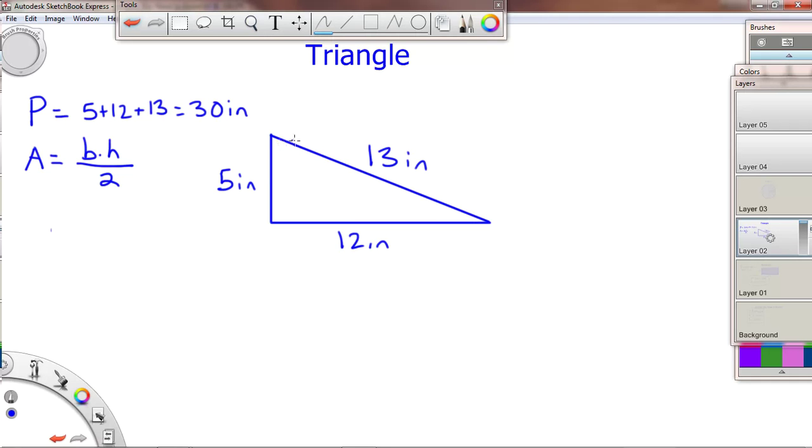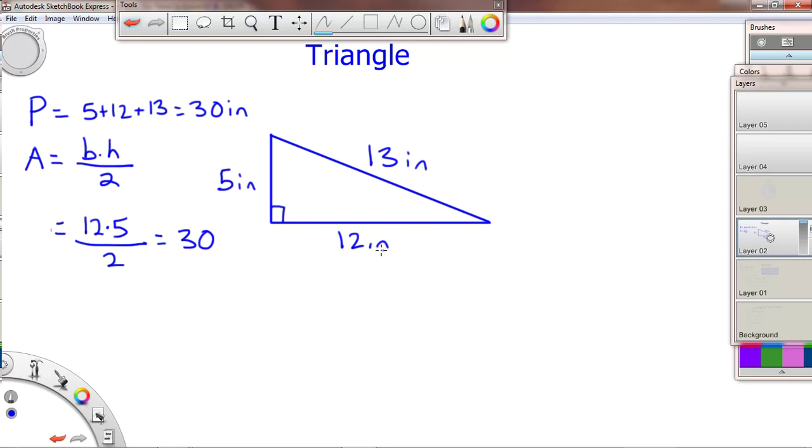Well, this is clearly not a right angle, nor is this. That means this is my right angle, and it is. It looks like a nice right angle. So that means that my base is going to be 12 and my height is 5. So the area of this triangle is going to be base times height divided by 2. 12 times 5 divided by 2. 12 times 5 is 60, divided by 2 is 30.